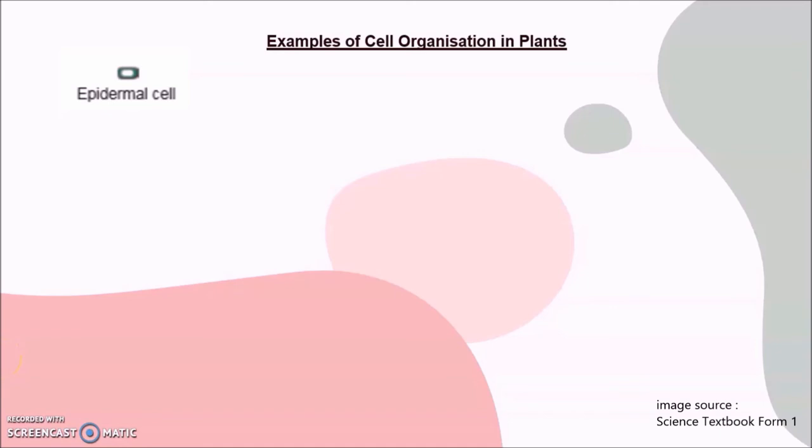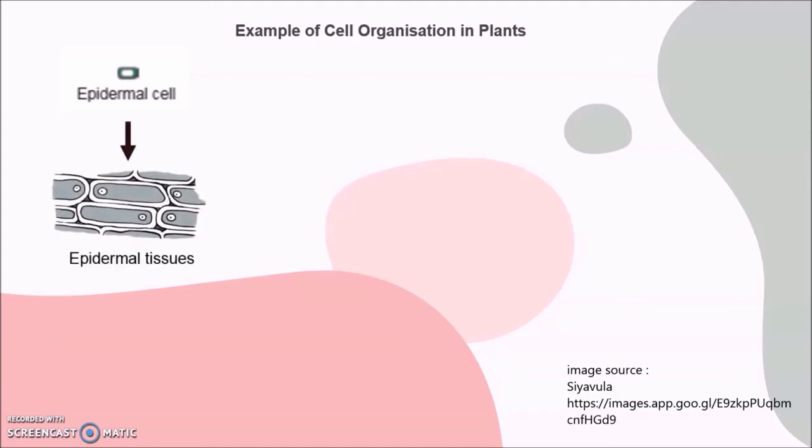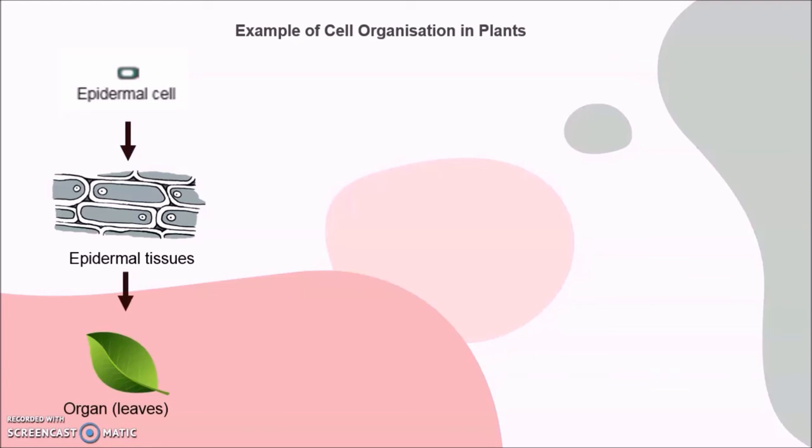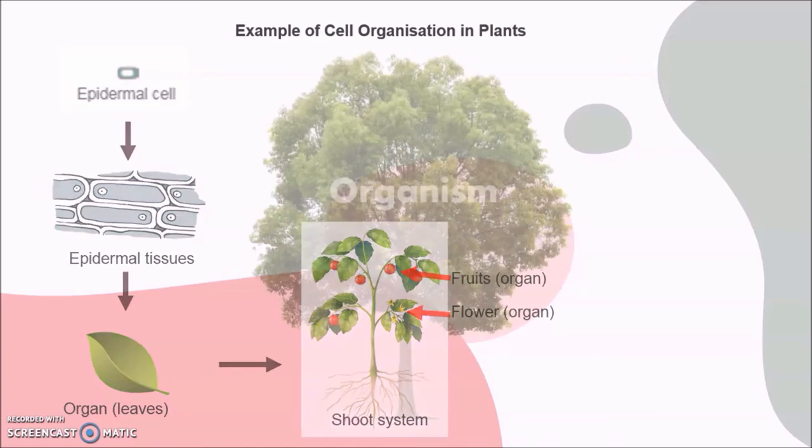Now, let's look at examples of cell organization in plants. When a group of epidermal cells combine, they form epidermal tissues. A group of different tissues that work together to perform a specific function form an organ, such as a leaf. And when a group of different organs work together, which are fruits, flowers, leaf, and stem, they form a system, which is the shoot system. And when all systems work together, they make up an organism.